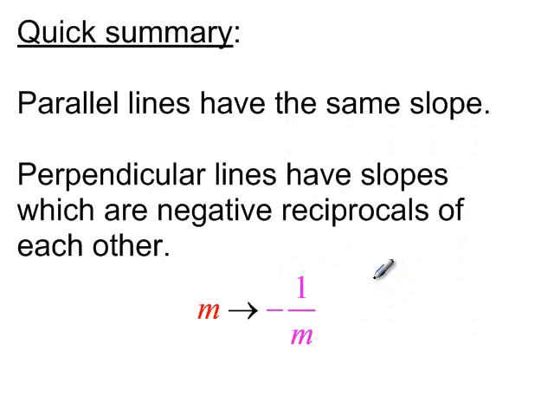So let's see, a quick summary. Parallel lines have the same slope. Perpendicular lines have slopes which are negative reciprocals of each other. So you take the slope, flip it, change the sign.